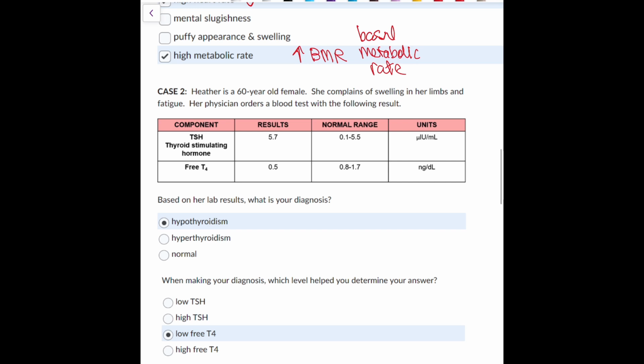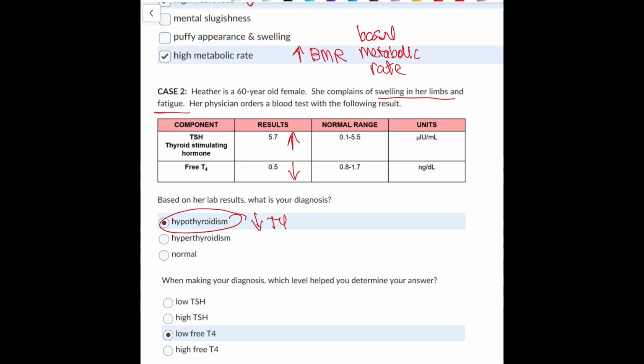All right, our other patient was Heather. She is older. She's 6 years old. She has swelling in her limbs and she's tired. So the same tests are ordered, and in this case, what we see is Heather's free T4 is low and TSH is high. So based on her lab results, she has hypothyroidism because T4 is low. And so that answers our next question.